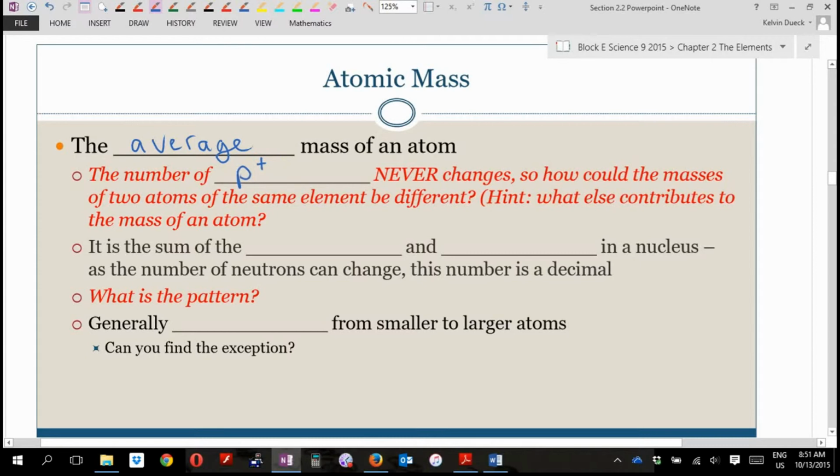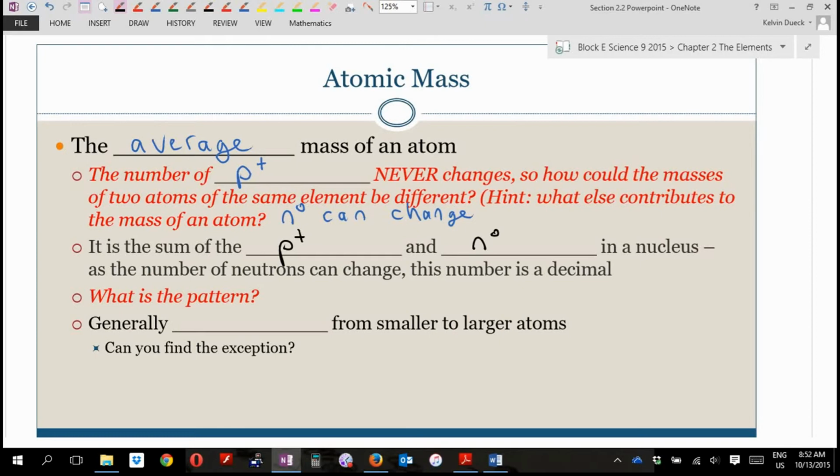So how could the masses of two atoms of the same element be different? What else can change? I mentioned it about 30 seconds ago. What can change that has mass? Neutrons. Neutrons can change, especially for stuff that's radioactive. So the atomic mass is the sum of the protons and the neutrons in the nucleus. And because this number can change, this number is a decimal on your periodic table often. It's not a nice whole number.